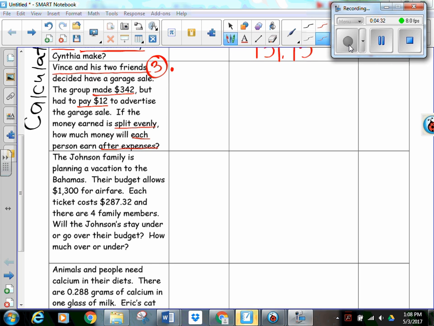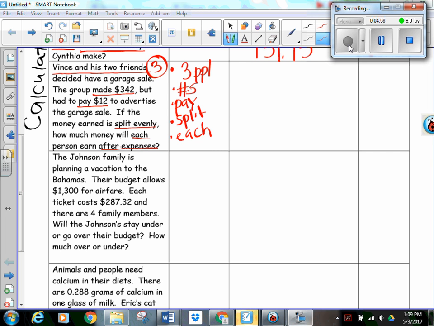All right, so for keywords, I'm going to say 3 people. Obviously, the numbers are important. And I'm going to put down pay. I'm going to put down split. And I'm going to put down each. Okay, so these are all important words, or buzzwords, if you will, that are indicating what it is that we need to do.